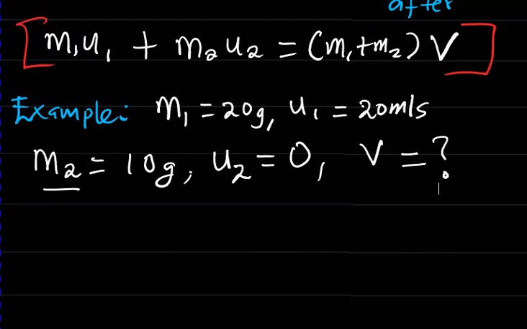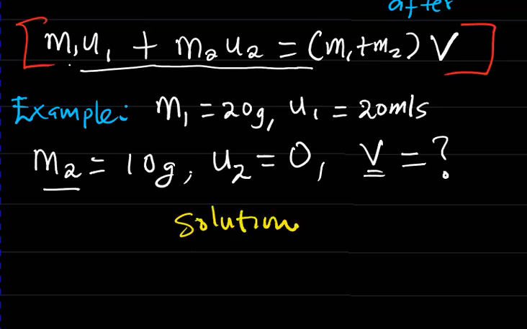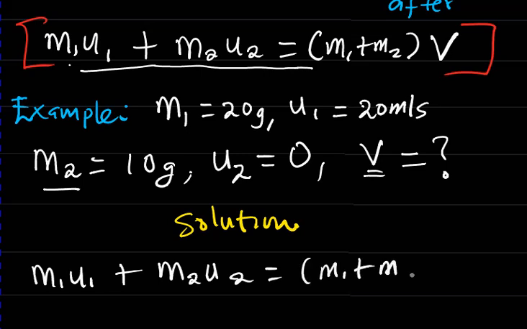Once you see this kind of collision, where one object collides with another object and they move in the same direction with a common velocity, then that is inelastic collision. Then you would definitely have to apply this formula. So let's apply the formula. Solution: m1 u1 plus m2 u2 is equal to m1 plus m2, multiplied by v.